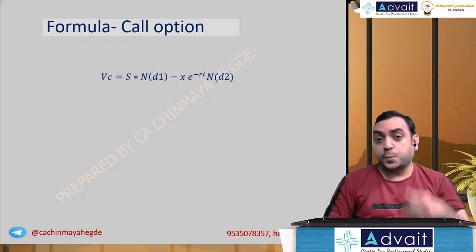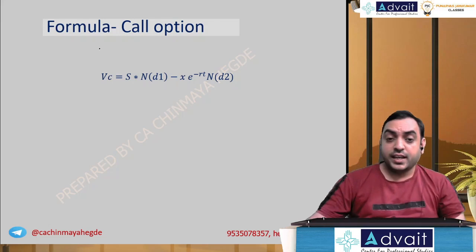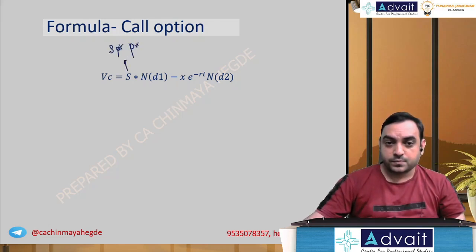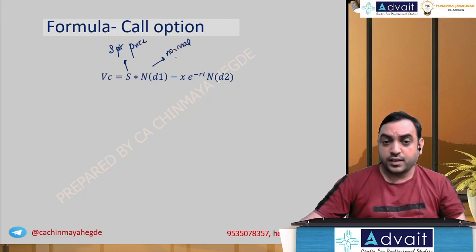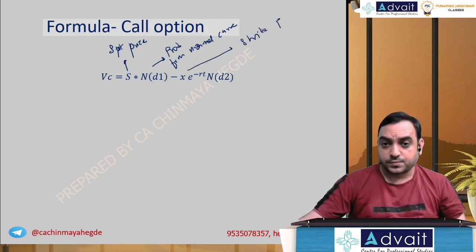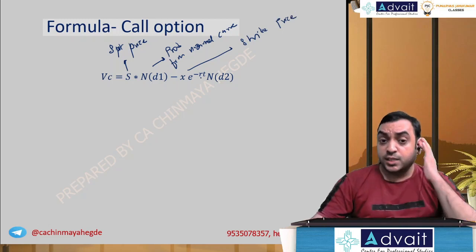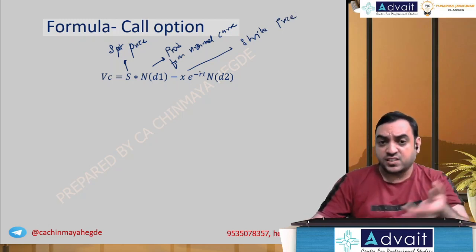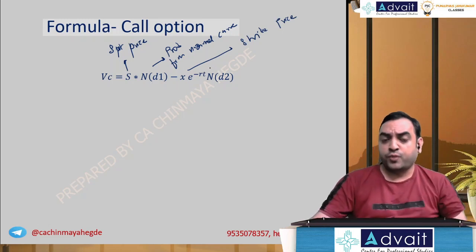So the value of call option premium equals S into N(d1). S represents spot price. N(d1) is the area under the normal curve, the probability from the normal curve. Minus X, where X stands for strike price, into e to the power minus rt, where r is the rate of interest and t is time in number of years. I need not give you the full form.